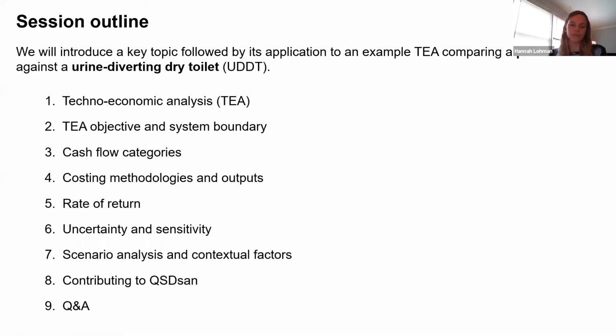This is the outline we'll be discussing today. We will be introducing key topics of techno-economic analysis. After each individual topic in this list, we'll be taking you to an example techno-economic analysis, where we will be comparing a pit latrine against a urine diverting toilet. We'll introduce a topic and then we'll show its application in our example.